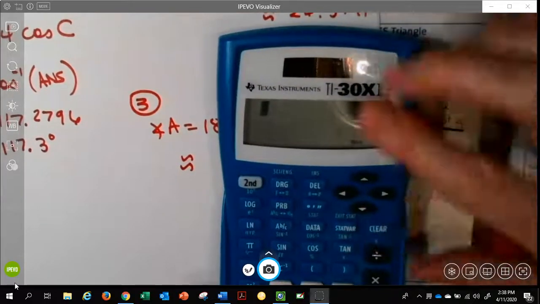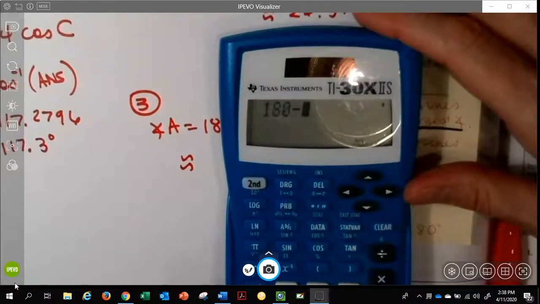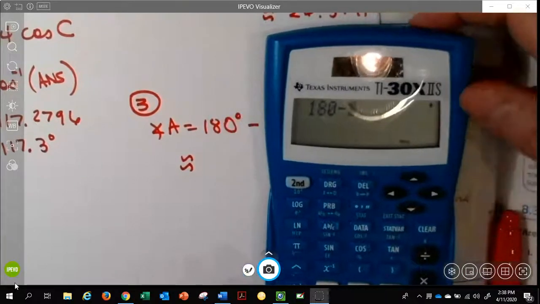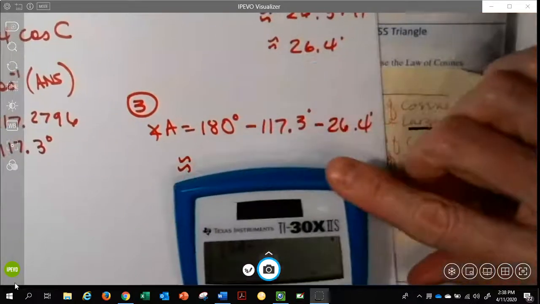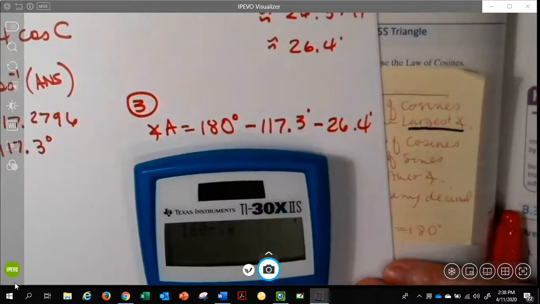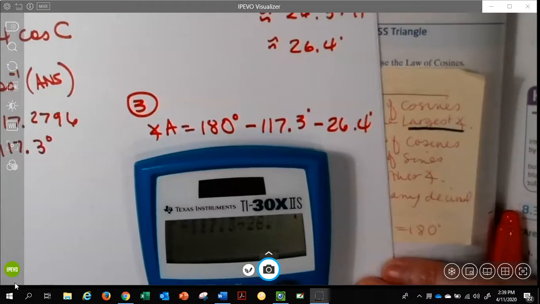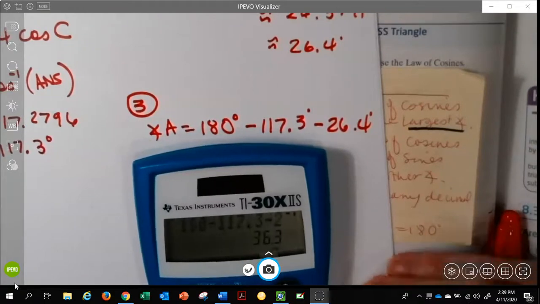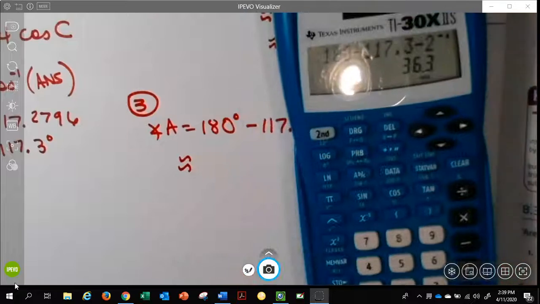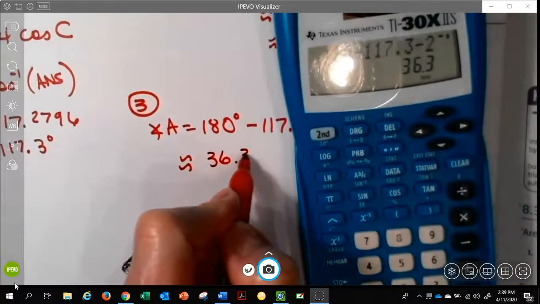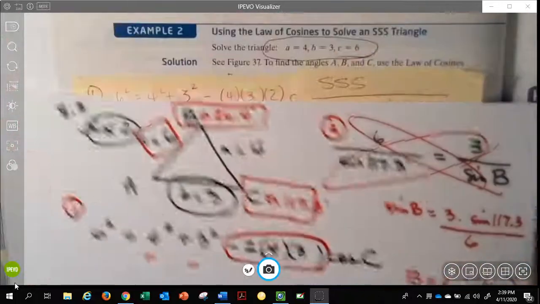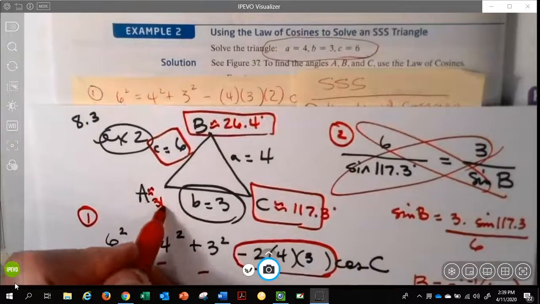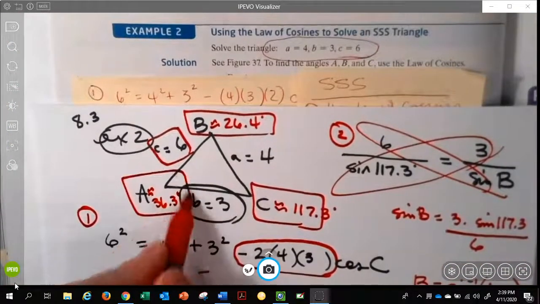Hit clear a bunch. I got me 180 minus 117.3 minus 26.4 equals, and so our third angle is about 36.3. In other words, my angle A is about 36.3 degrees.